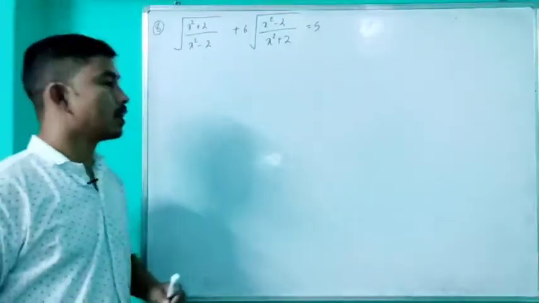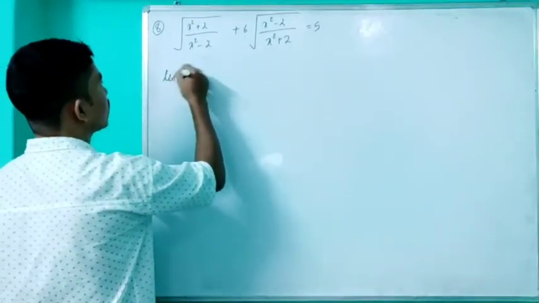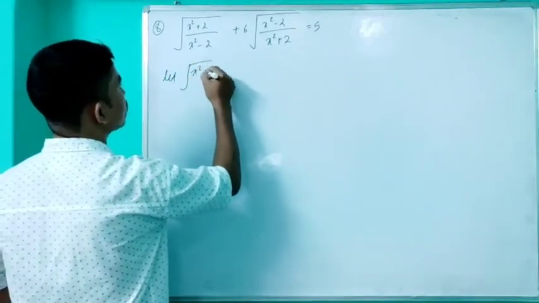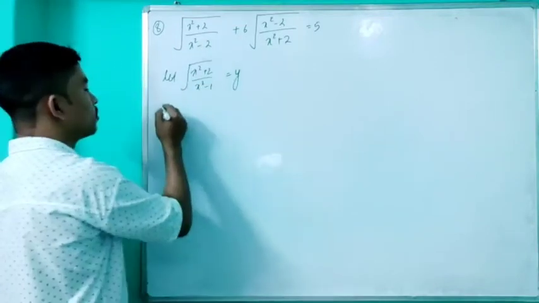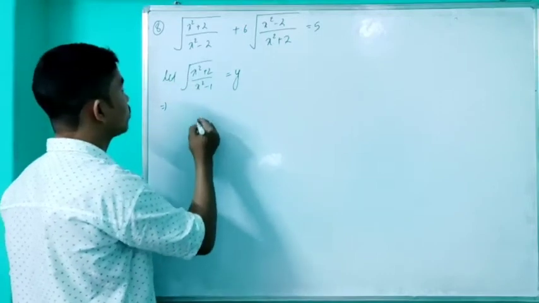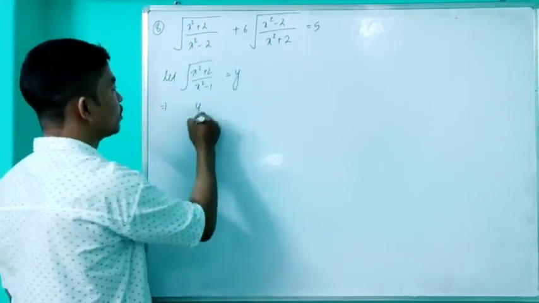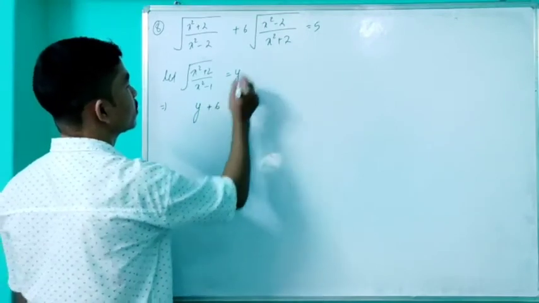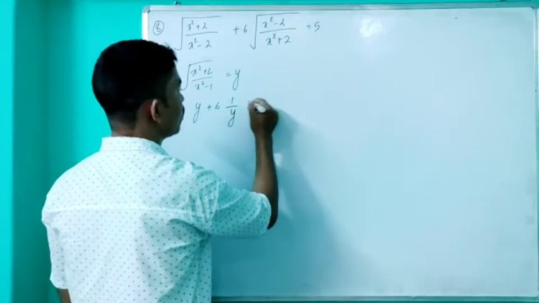So here I have taken a second type of equation. So how will I solve it? I'll start with: let under root of (x square plus 2) divided by (x square minus 1) equal to y. So substituting this value, the equation gets reduced to the form: under root, this will be y plus 6. Since this is the reciprocal of the first quantity, I'll write this divided by y equals to 5.